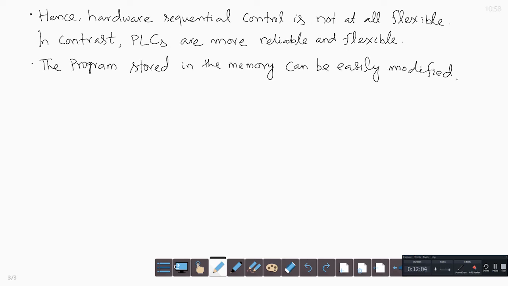That is the main demerit of hardware logic circuits, because they are not flexible and cannot be easily changed or modified. In contrast, PLCs are more reliable and flexible. The program stored in the memory of the PLC can be easily modified as per requirement. That is the main advantage.